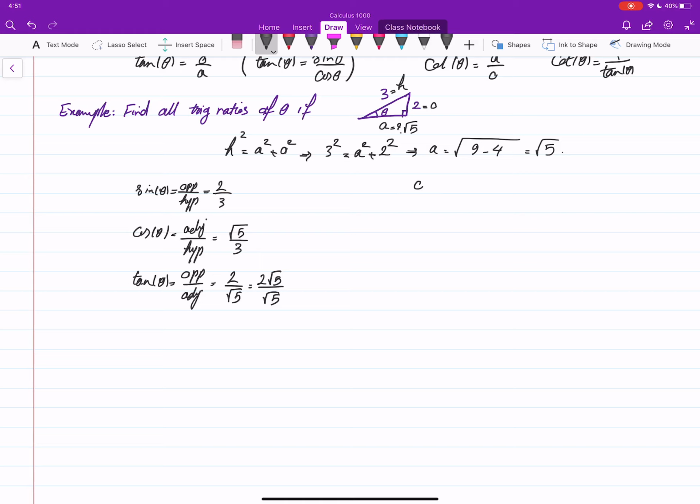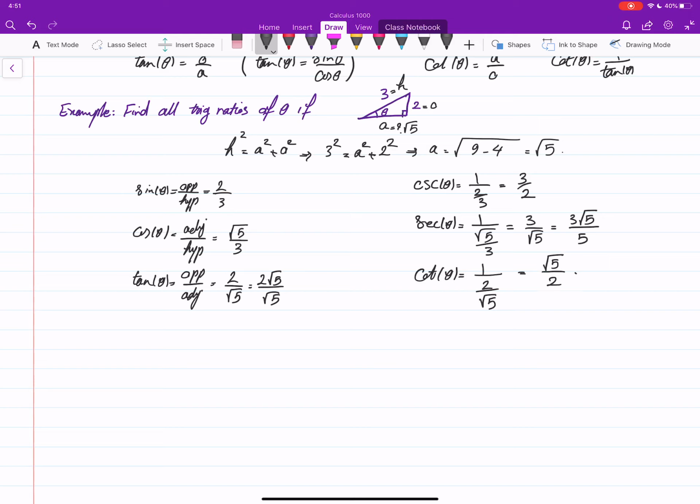Then cosecant theta is 1 over sine, which is 3 over 2. Secant theta is 1 over cosine theta. This gives us 3 over root 5. And then rationalizing this will give us 3 root 5 over 5. And then cotan theta is 1 over tan theta, let me just use this one, and that gives us root 5 over 2. Well, that's nice. So if you know two sides of the triangle with angle theta, you can find all the ratios.